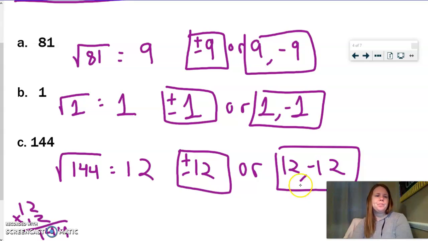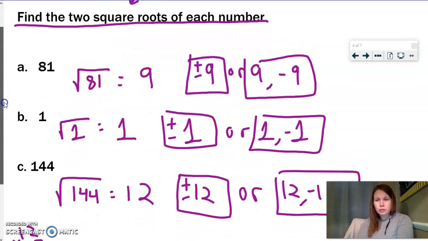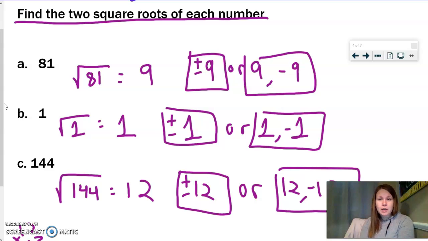All right, so those are my solutions for the first one. Now, like I said, it did give me the direction to give the two square roots, so the two different versions. If they do not direct that, you are only going to give me the positive version. So as we move forward here, my biggest answer is probably going to be that positive version of this number. Okay? So let's keep moving forward.